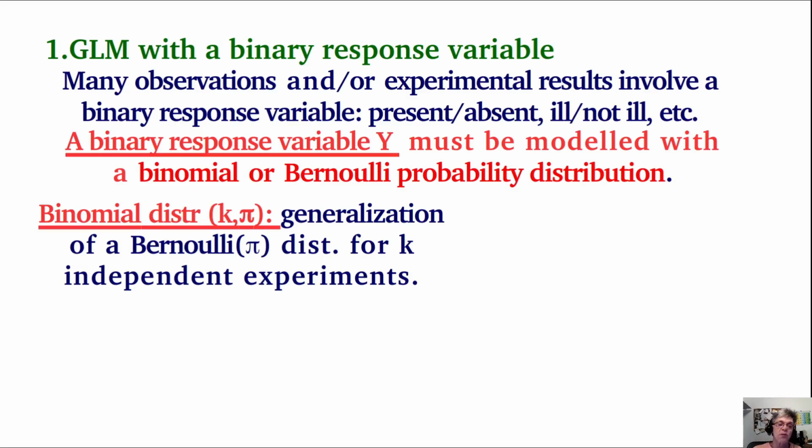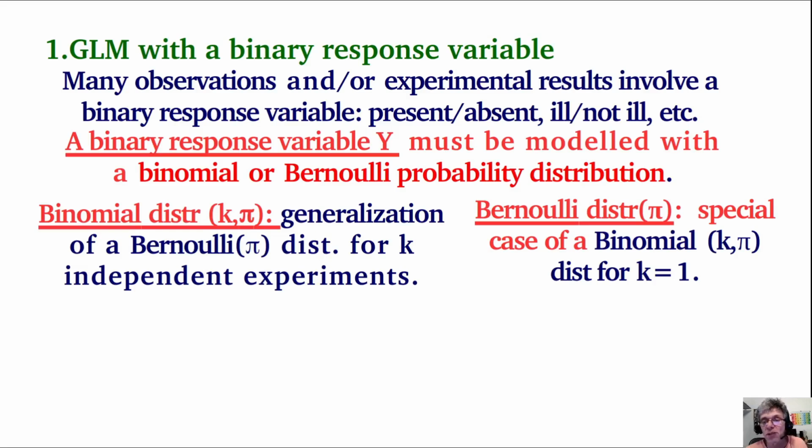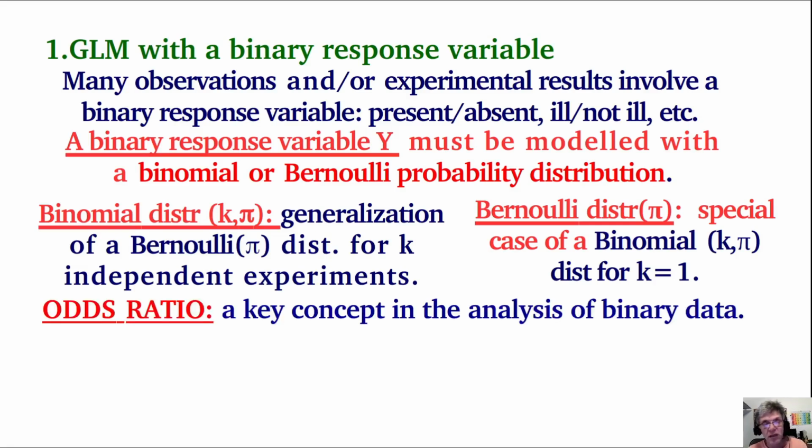The Bernoulli distribution applies to a single realization of a random experiment with a probability of success p. And the Bernoulli distribution is a special case of the binomial when we have a single realization. So either you can view the first as a generalization of the Bernoulli, or the Bernoulli as a special case of the binomial distribution. A key concept that is used when modeling binary data is the odds ratio.